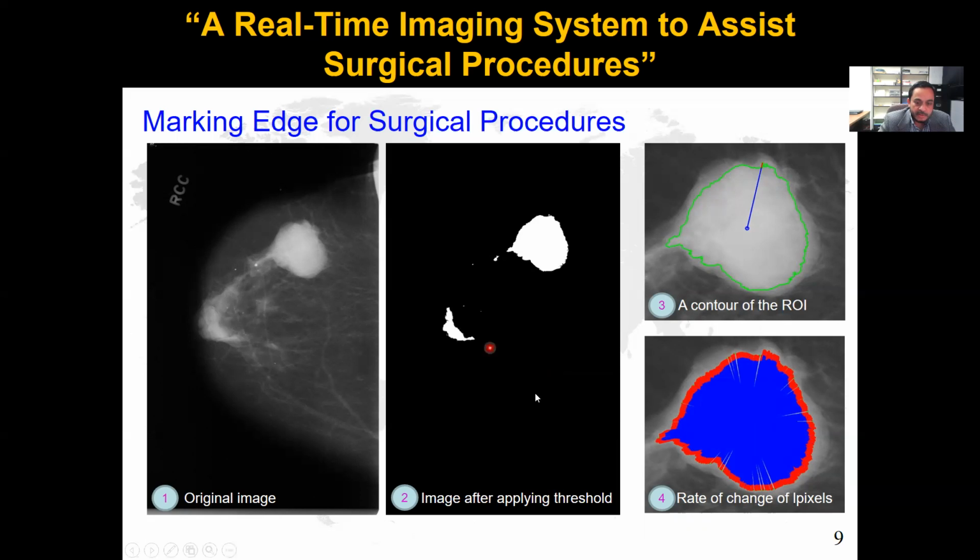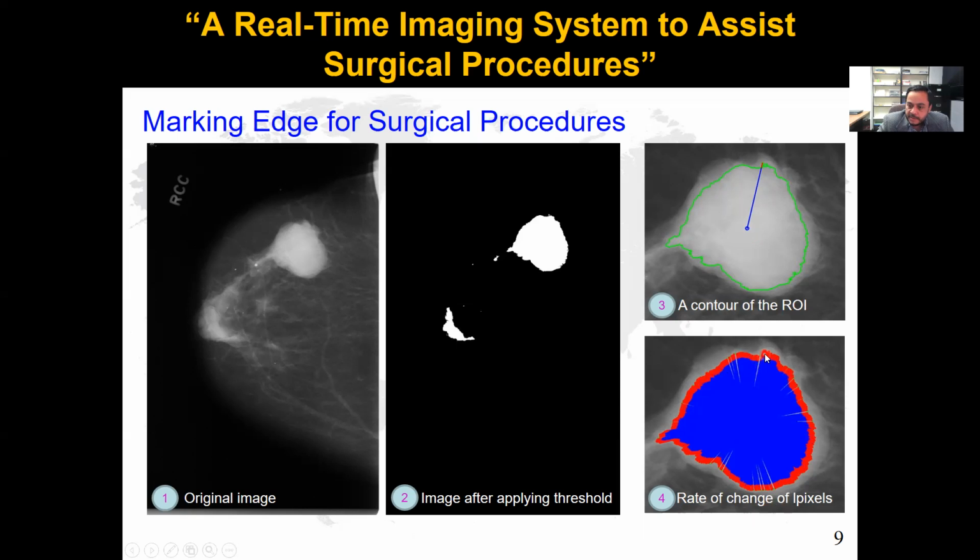So we start with the original image, and this part is done by OpenCV libraries. We start with the original images, and then we apply some threshold. After applying the threshold, we get the area that we are interested in. For those areas, we develop a contour, and we find the center value, and from that center, we draw lines to calculate the rate of change of pixel values. And that rate of change, obviously, inside that area is very minimal.